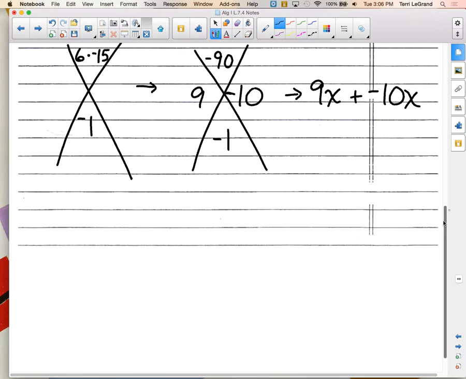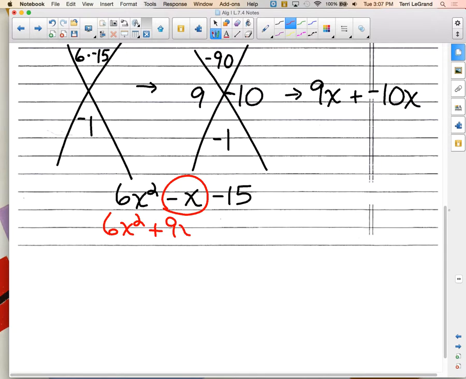Because now we can take our trinomial, our 6x squared, and it must be minus x, and it must be, I forget already, minus 15. We are going to replace this, so 6x squared plus 9x plus negative 10x. I'm going to change this right now to plus a negative 15. Because I'm going to factor by grouping, I know I want my subtractions gone anyway. And now I can make my groups.